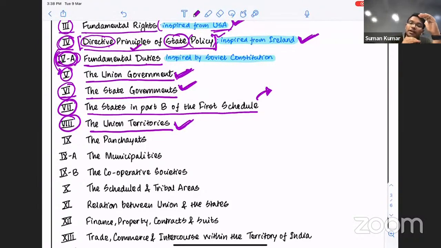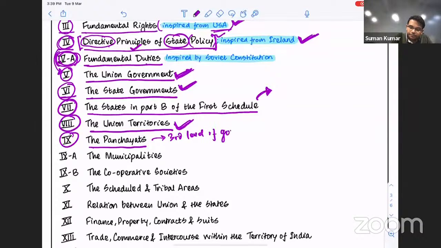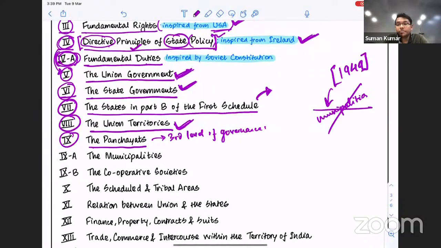So it makes sense we had part 8, which is union territories. Having completed all the two levels of governance, the third level of governance needs to be inserted. So it makes sense that after 8, we had part 9, which is the panchayats. Clear? So we had the panchayats, which is third level of governance in India, rural India. However, we need to understand that when the constitution was again written in 1949, we did not have these municipalities.